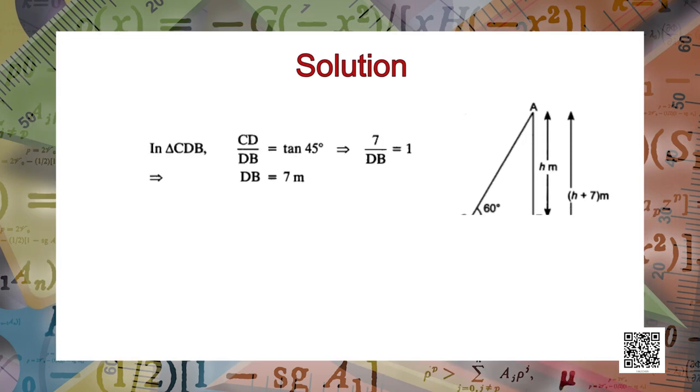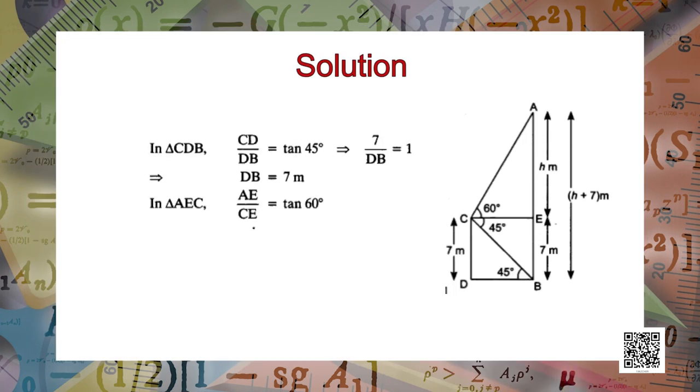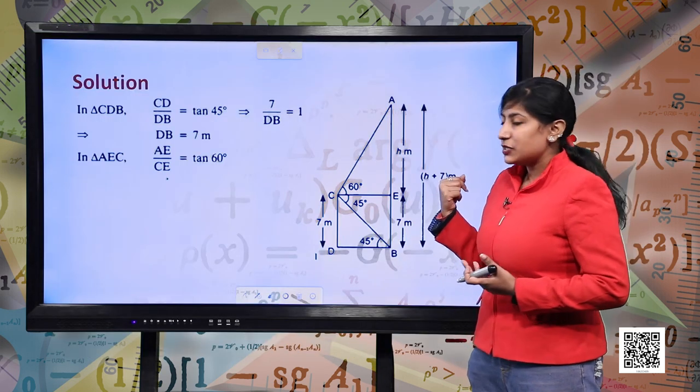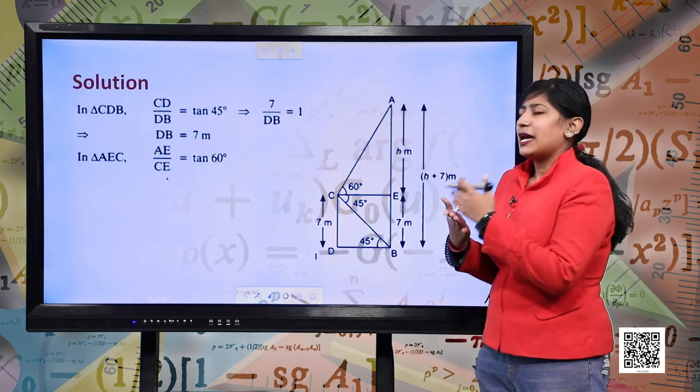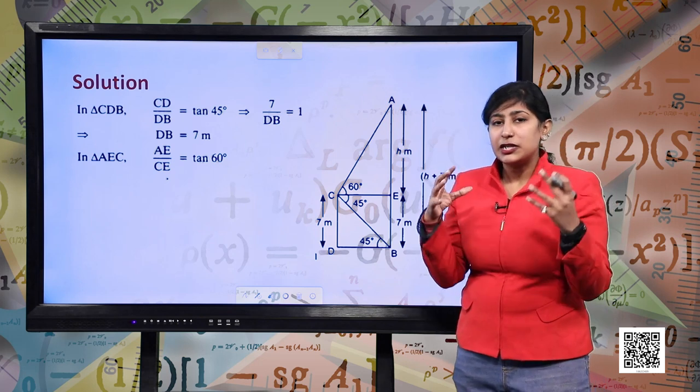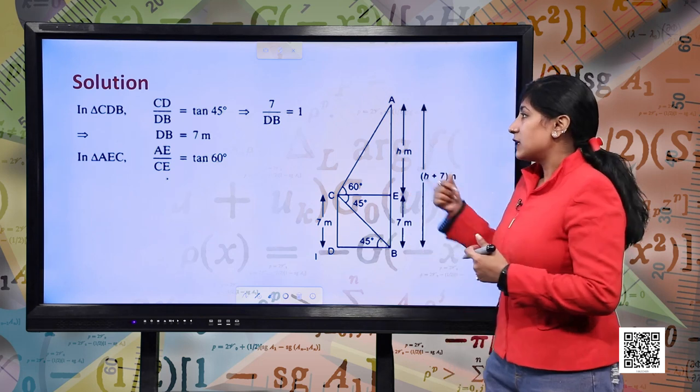So let us start the solution. In triangle CDB, first of all, you have to recognize triangles in this chapter. Why? Because this chapter is applications of trigonometry. So here you will see triangles, as obviously we are talking about the relation of angles and side lengths.